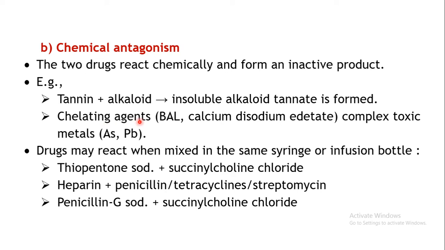Next, chelating agents such as BAL or calcium disodium edetate. So these are the chelating agents, that is, they will complex certain metals which are toxic in nature, arsenic or lead. Okay, so these are used in case of poisoning of these metals or toxicity of these metals if it takes place. So it can be used as a chelating agent. So it will chelate and it will prevent the further absorption of these metals.